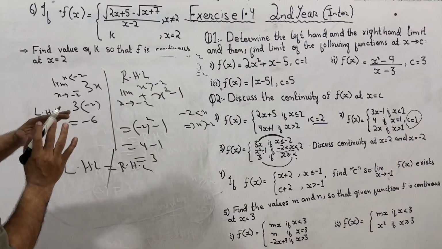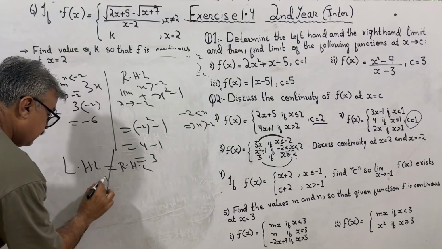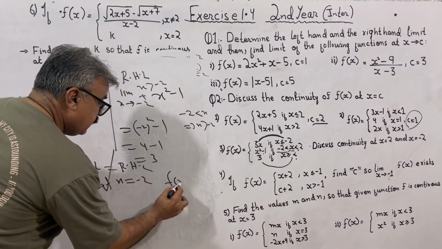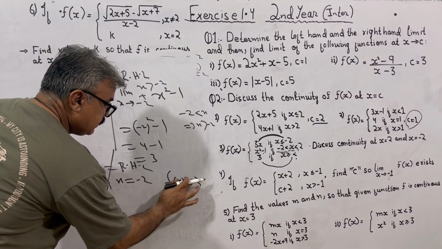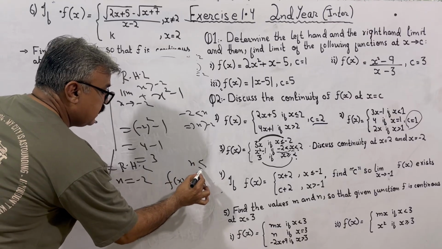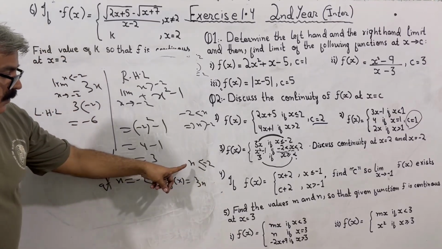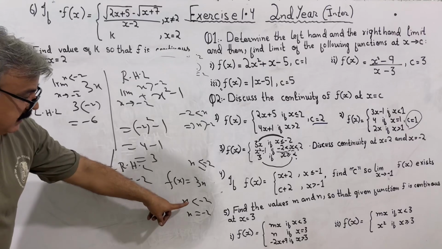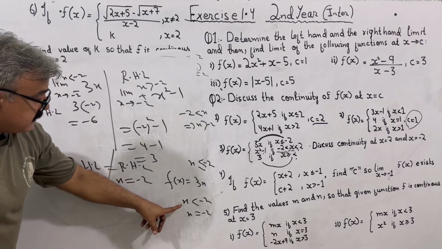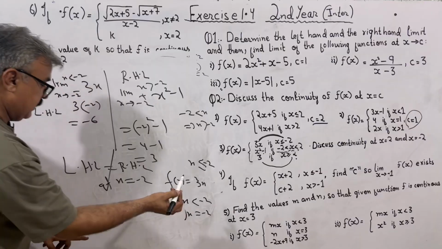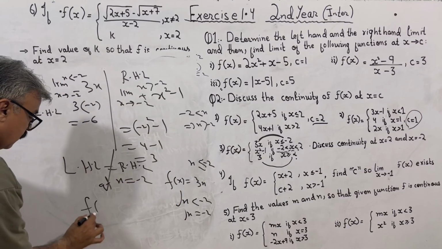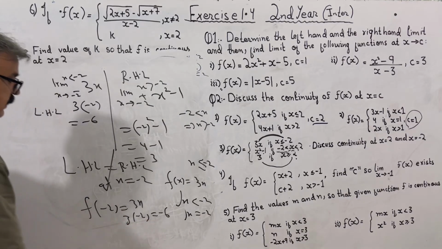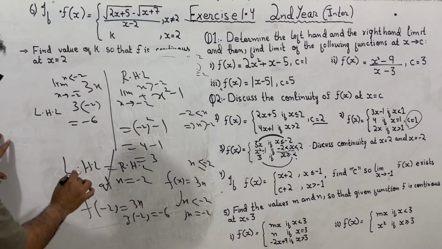But let me show you how to find the function value at x equal to minus 2. Let me write this inequality: f of x is equal to 3x where x is less than or equal to minus 2. Here x is equal to minus 2, so it gives the left hand limit as well as the function value. For the function value, we take 3x, 3 times negative 2, which is negative 6. So the left hand limit is minus 6.